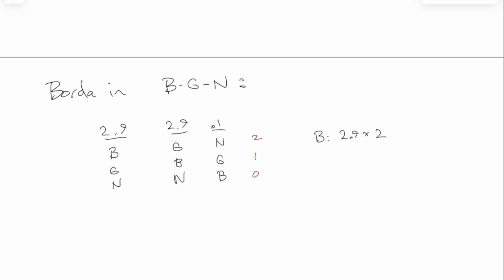So 2.9 million times 2 points each. The next column, 2.9 times 1 point. So this is plus 2.9 times 1, plus the last column, 0.1 times 0 points. Right? And if you add all of this up on your calculator, 2.9 times 2, that's 5.8, plus 2.9, plus 0. I got 8.7. That, of course, means 8.7 million points for Bush in this election. All right?